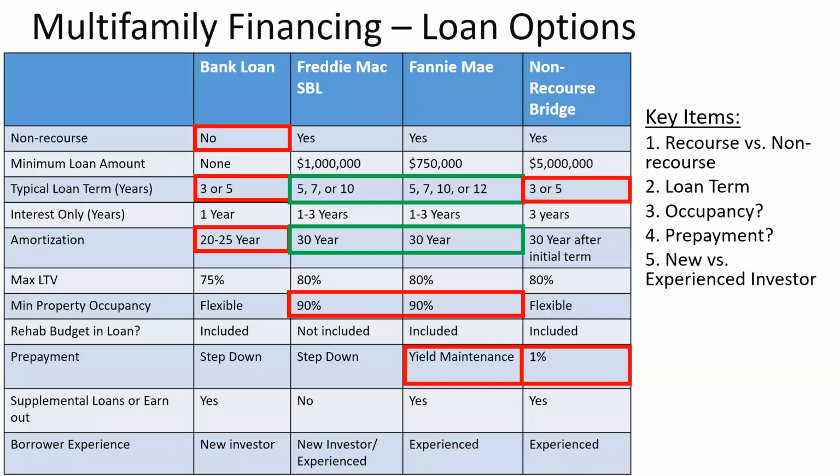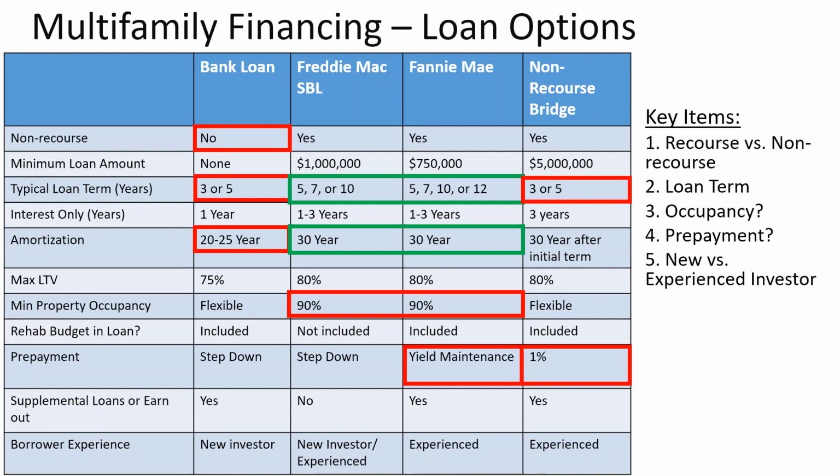And then the last one is the non-recourse bridge. So this is similar to the bank loan, 3 to 5 years, but they typically want $5 million or higher on your loan amount, and then your prepay is 1%. And a lot of times your interest rate is going to be floating on the non-recourse bridge. So you'll buy a cap for it typically.